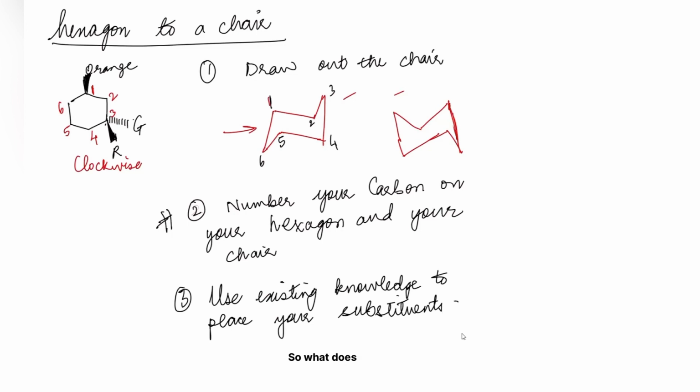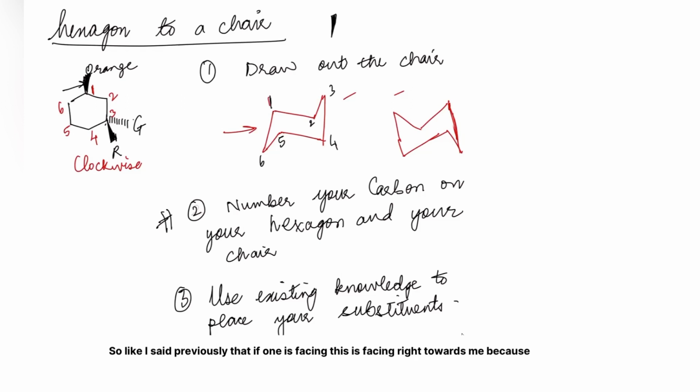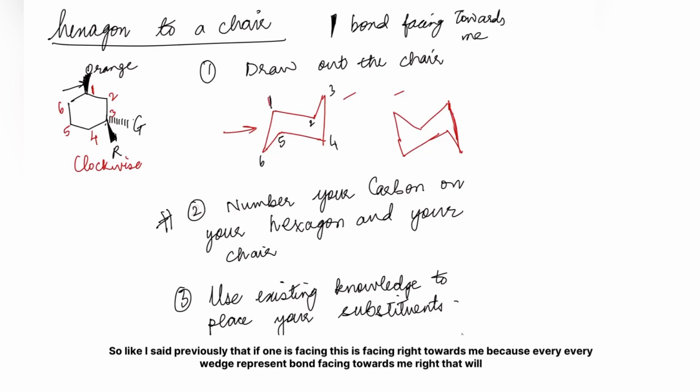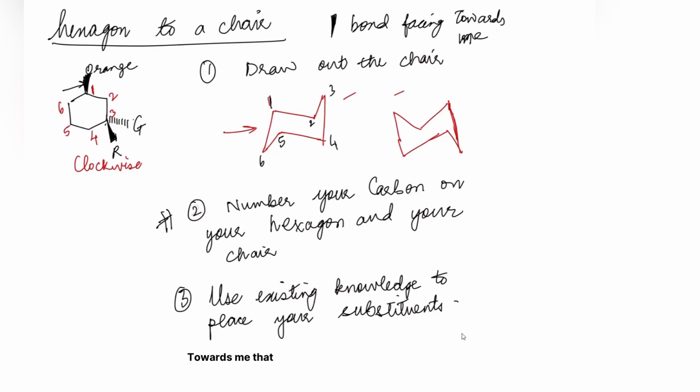So what does that mean? Like I said previously, if 1 is facing right towards me, because every wedge represents a bond facing towards me, right? That will lie towards me. Hold on, let me just highlight that really quick. Where is that going to lie? That is going to lie facing up.